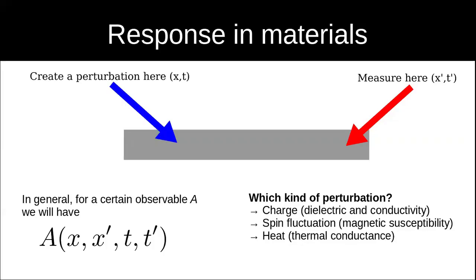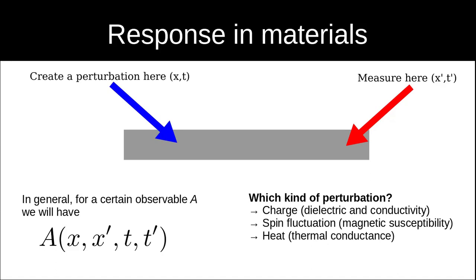The idea of linear response theory is relatively simple. Imagine that you have a certain material, here this gray rectangle. In this material, you create some perturbation at a certain position x and time t, and then at another position x prime and time t prime, you make a measurement. This measurement can be the charge, the current, magnetization, heat, or anything.